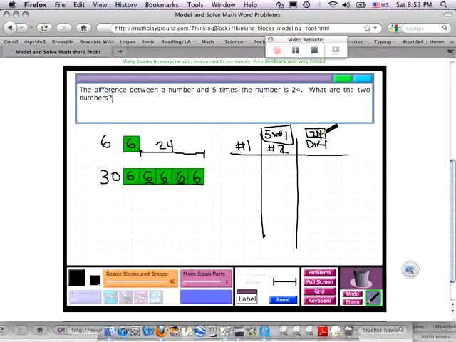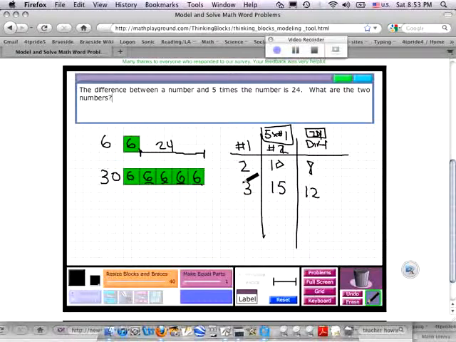You would try, for example, 2 and 10, but that only gives a difference of 8. Let's try 3 and 15. That gives a difference of 12. So every time you increase by 1, the difference goes up by 4. And you want the difference to be 24.